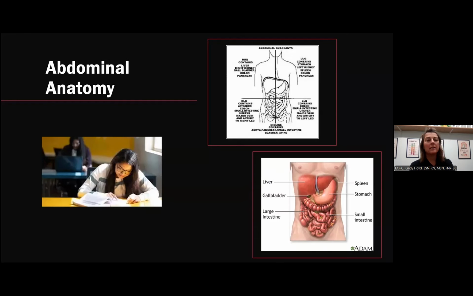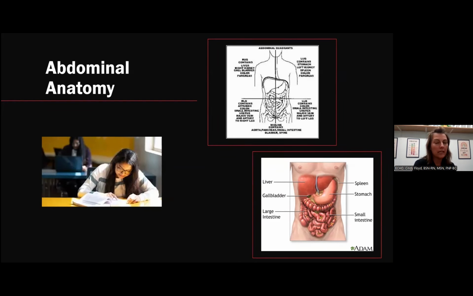So as we think about stomach and kiddos coming in, knowing what is underlying in each of the quadrants is super important, knowing what's superficial and what's deep. As we divide that plane into 4 quadrants, we have the upper and lower quadrants, right and left quadrants.